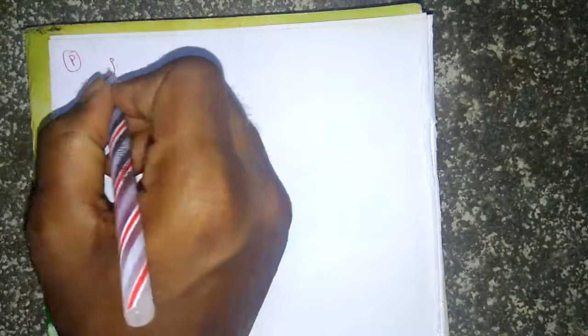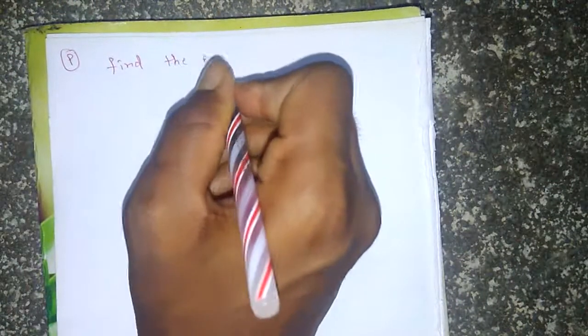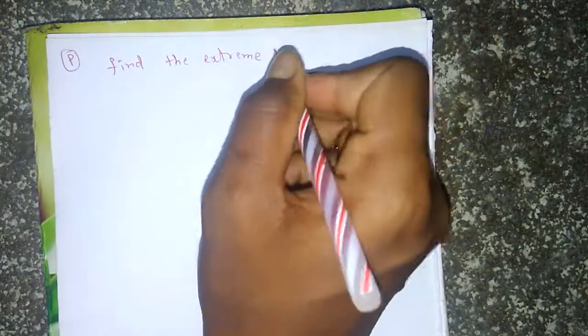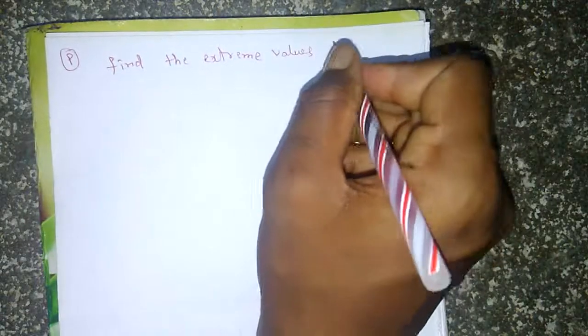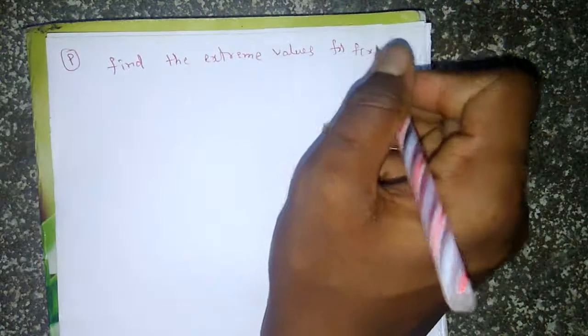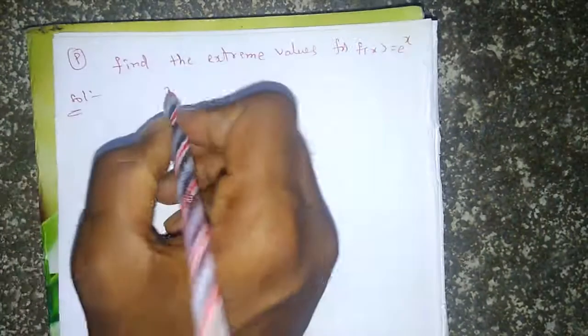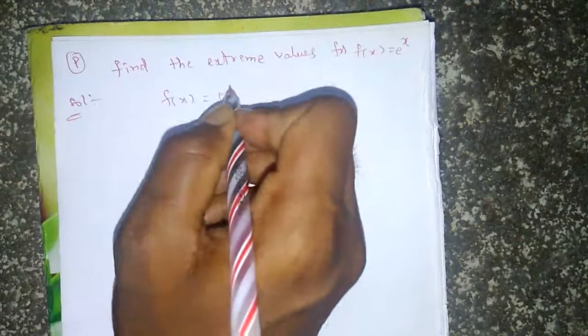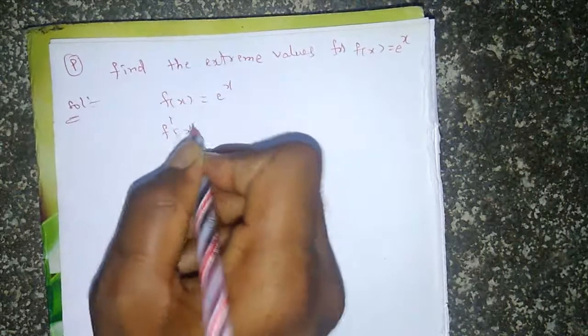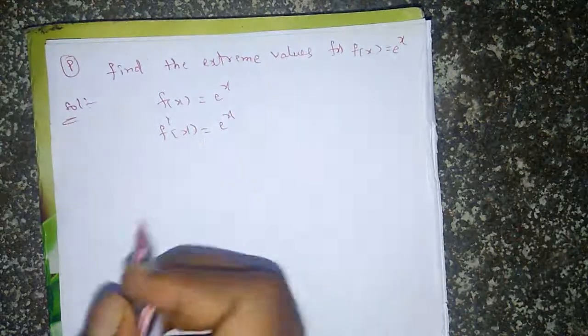Our next problem is find the extreme values for f of x is equal to e power x. Here given f of x is equal to e power x, find f dash of x. Derivative of e power x is again e power x.